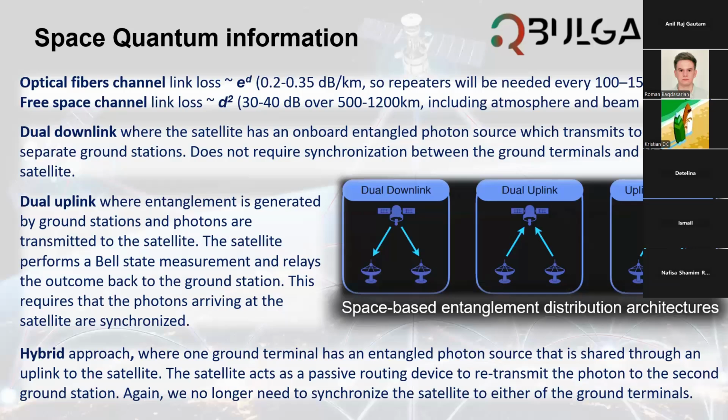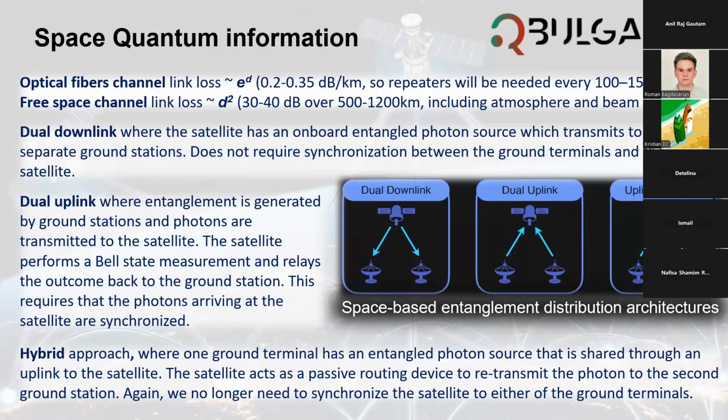There are several architectures for entanglement distribution. Let's talk about three of them. Dual downlink, in which the entanglement is prepared on board the satellite and sent to the ground stations. It does not require synchronization between the ground terminals and the satellites. It's actually one of the useful ways, but the technology is complicated because entanglement pairs need to be created on the satellite itself.